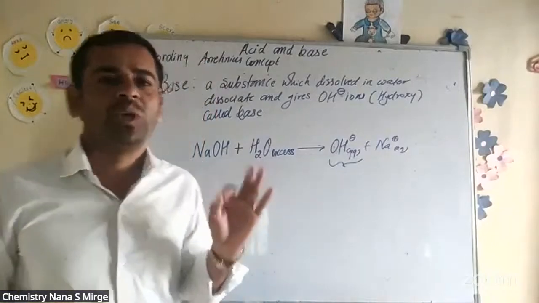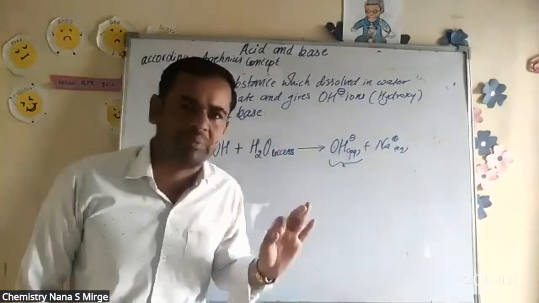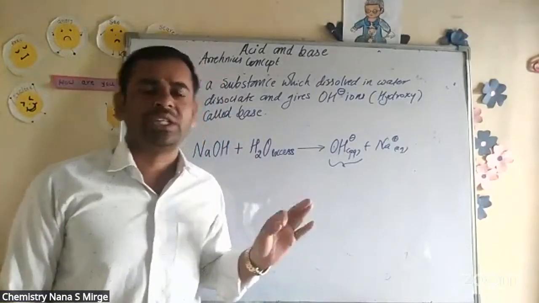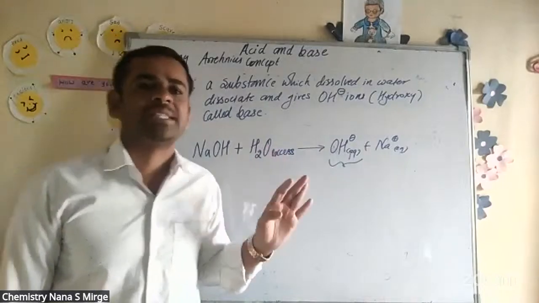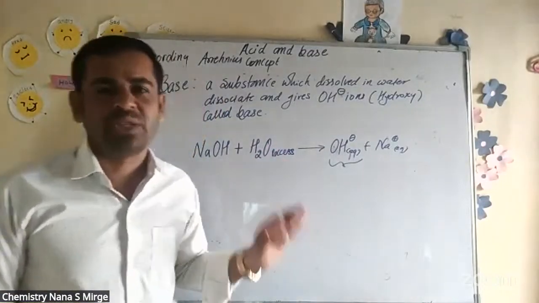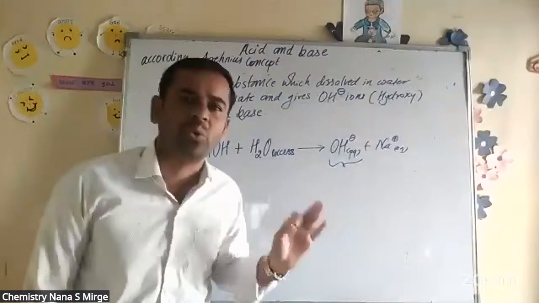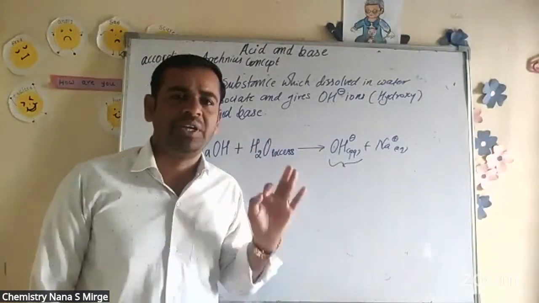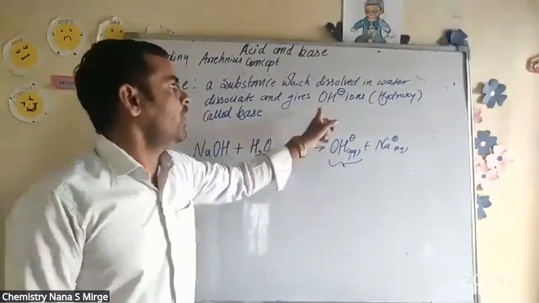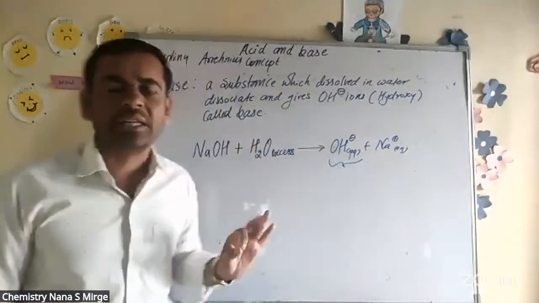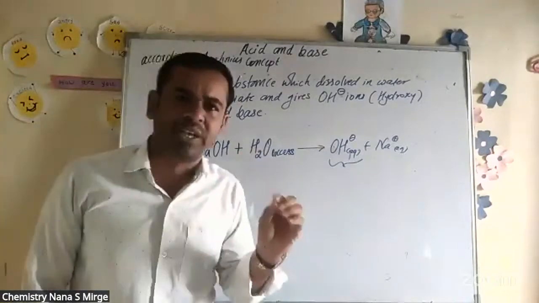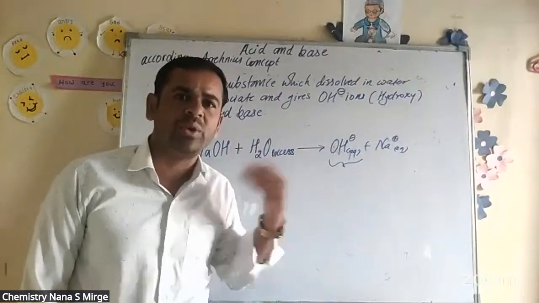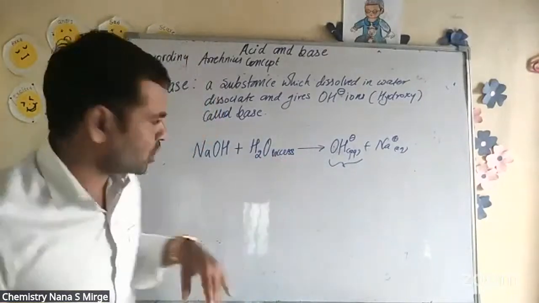That means if any substance is dissolved in water and gives OH negative ion, then we will call it a base. Any substance which dissolves in water and gives OH negative ion, collectively we call a base. It is essential to give OH negative ion. The substance must not already contain OH ions, it dissociates and gives that OH ion, and is called a base. So, simplifying again.